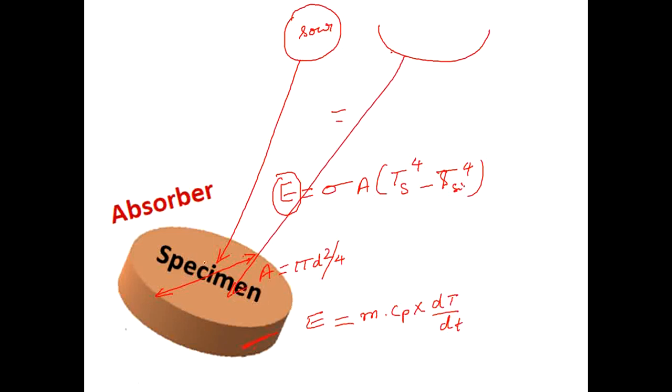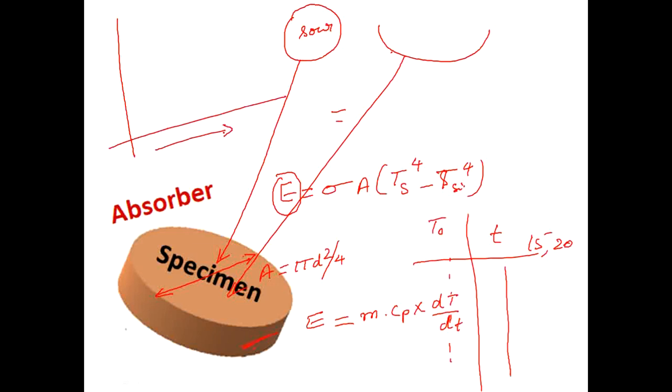At the time you insert it, you note down that temperature as T naught, and in that column you note down all the temperatures with respect to time, at intervals of 15 or 20 seconds. Then you draw a graph with temperature and time. Since this material is absorbing heat energy from the source, the curve will come like this. This is dT by small dt, this is dT, this is small dt. This is what I call the slope.